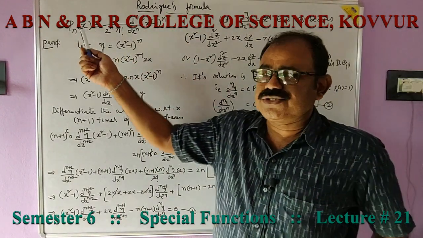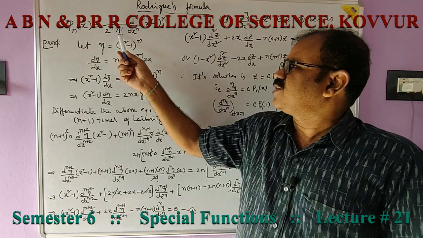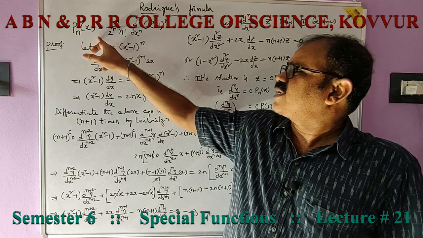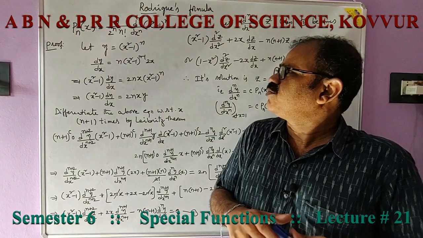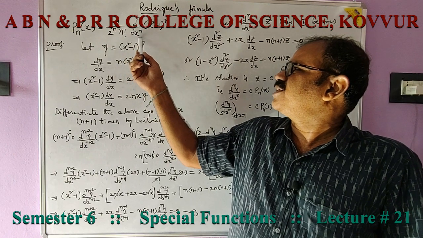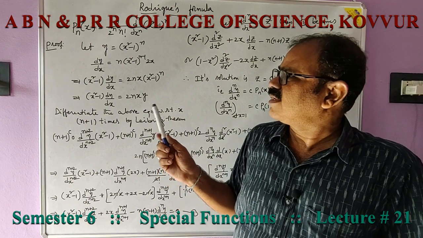Rodrigues formula. What is Rodrigues formula? We have to prove P_n(x) is equal to 1 by 2 power n into n factorial, d to the power of n by dx power n of (x square minus 1) whole to the power of n. Okay, let us prove it.